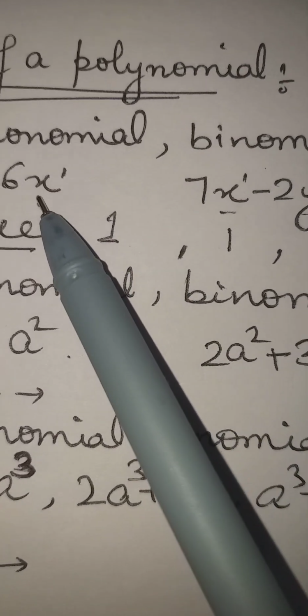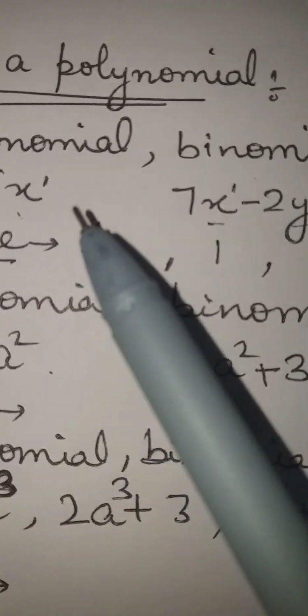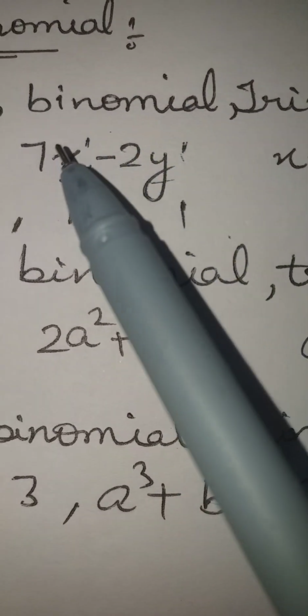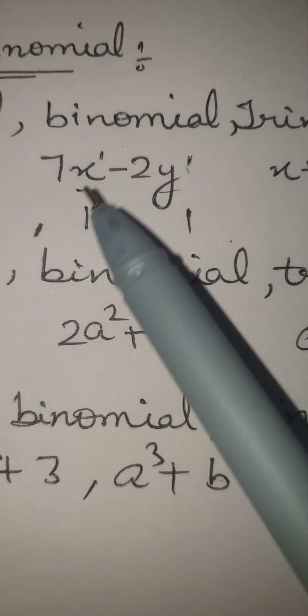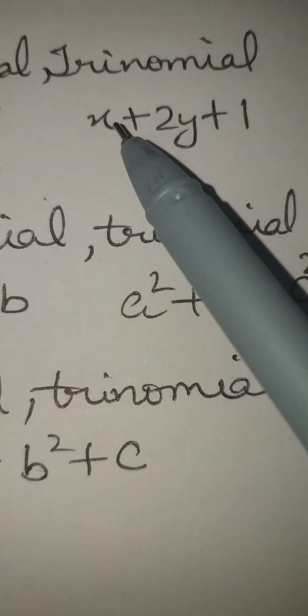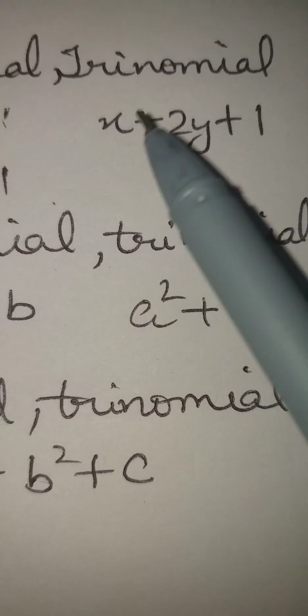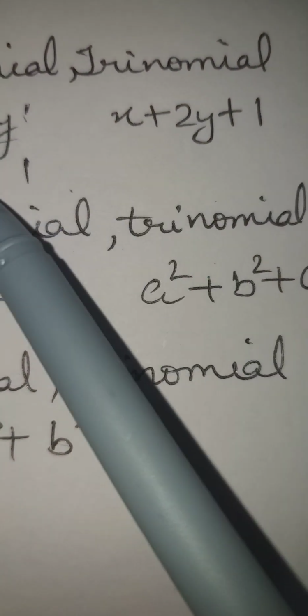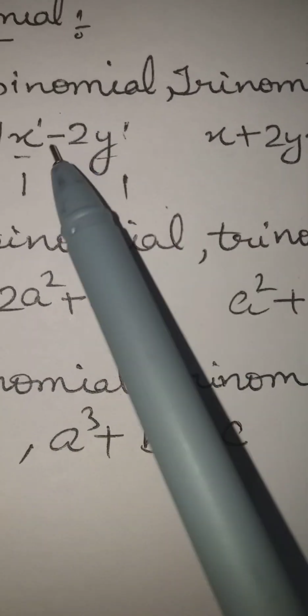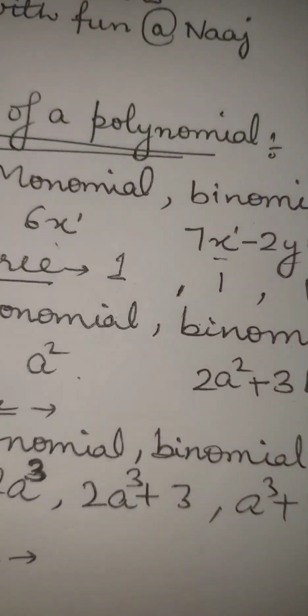So in this case we have x, highest power is 1. And in this case we have x, highest power is 1, and y, highest power is 1, so its degree is 1. Similarly, in this case x's highest power is 1 and y's highest power is 1, right? So the degree of these polynomials is 1 in each case.